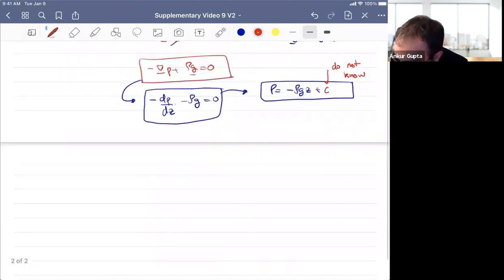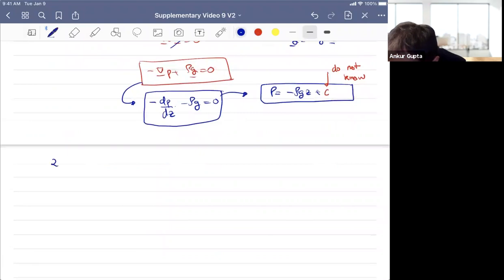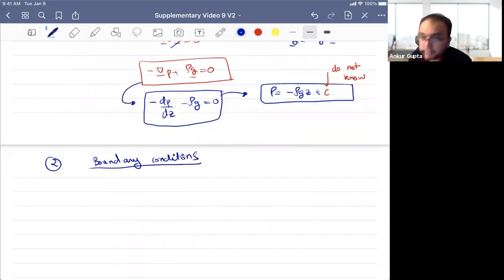So what we will do is, to do that, we will use the boundary conditions. If you recall from the lectures, we have discussed four kinds of boundary condition: tangential velocity, normal velocity. In this case, velocity is zero, so those don't matter. Then we had discussed the normal stress balance and the tangential stress balance.